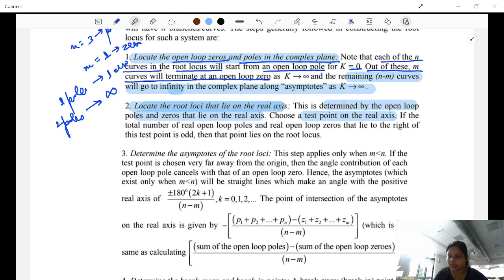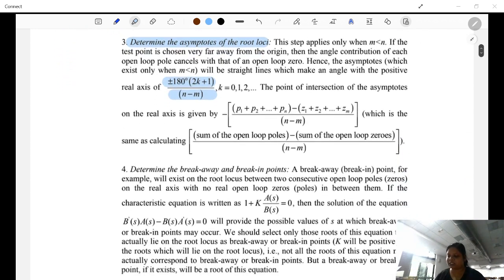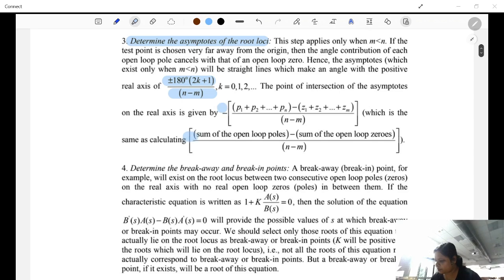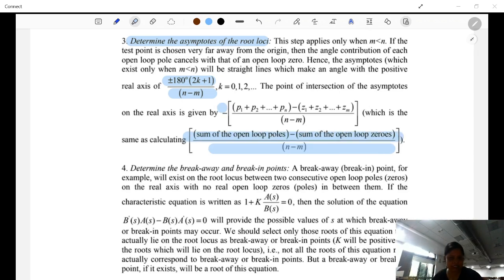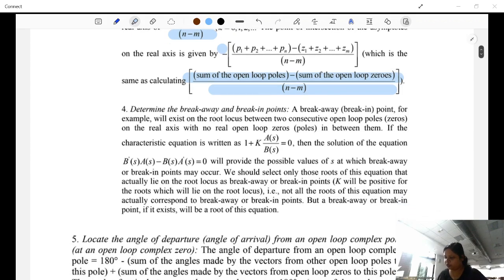Then the third thing is that we want to find out where the asymptotes are. The number of asymptotes is determined directly by n minus m. Then you find at what angle these asymptotes should be. Asymptotes are the lines that lead the branches to go to infinity. This is determined with this angle, and there is definitely an intersection point of the asymptotes, given by the sum of open loop poles minus the sum of open loop zeros upon n minus m. Okay, these will be more clear with the questions also. We saw some questions in the last session, but we'll have more questions today.